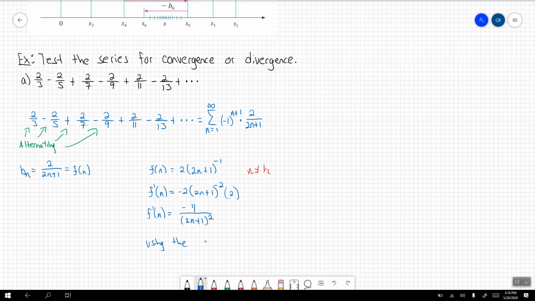So, using the first derivative test, oops, I meant f of n. There we go. F of n, or in other words, b sub n, is decreasing as n goes towards infinity.